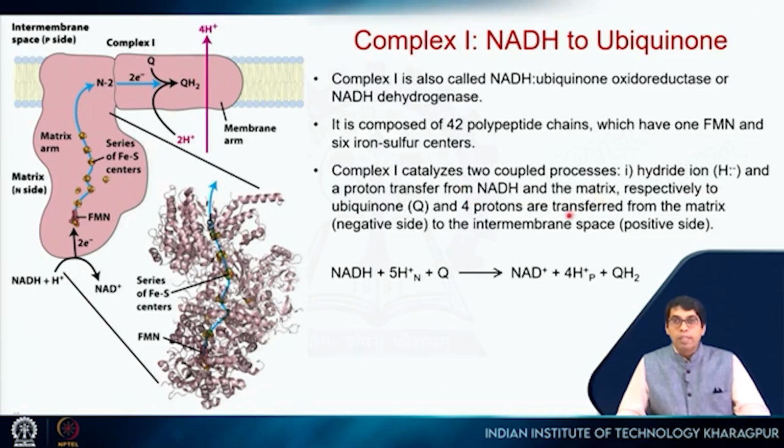The second step is that 4 protons are transferred from the matrix to the intermembrane space, which is shown by this red arrow. So 4 protons are taken up from here and transferred to the intermembrane space. This is the N side and this is the P side. These 2 reactions are coupled by complex 1. We can write the net reaction like this: NADH plus 5 protons plus ubiquinone results in the formation of NAD plus. 4 of these protons are transferred out from the N side to the P side, and 2 protons, 1 from here and 1 from here, are taken up by ubiquinone to form QH2 or ubiquinol.